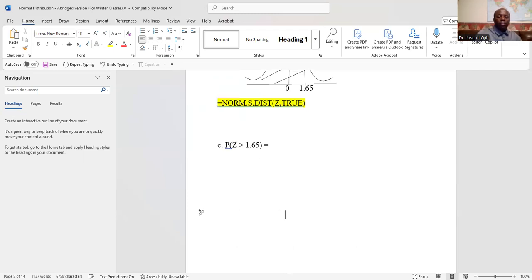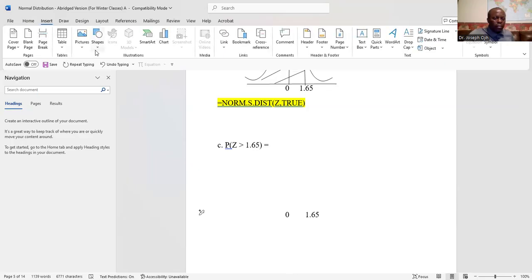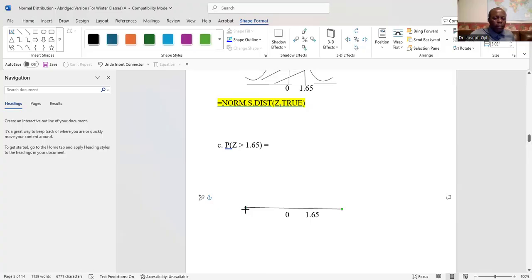Get 0 and 1.65. Then I can put the line. By tomorrow, I'm going to have all these Excel formulas typed in and uploaded for you so that you can know which one to use for different scenarios.